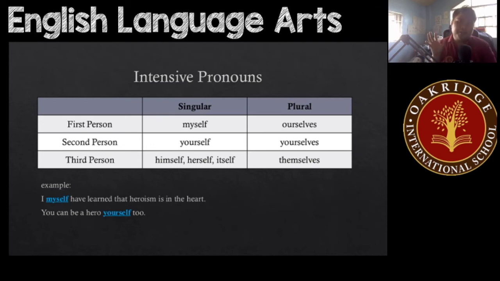Now, how do you differentiate reflexive and intensive pronouns? For intensive pronouns, when you remove them from a sentence, it would still make sense. The sentence would still stand. Example: I have learned that heroism is in the heart. I removed myself there, and it makes sense. Next one: you can be a hero too. Remove yourself, and it still stands.